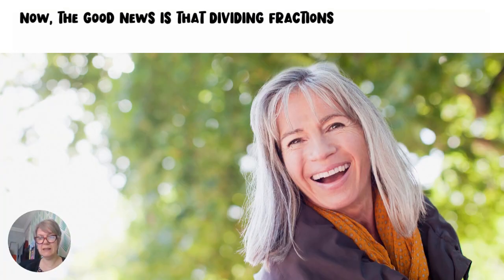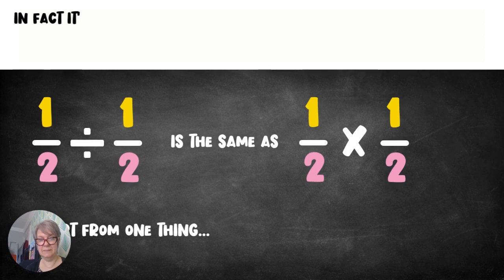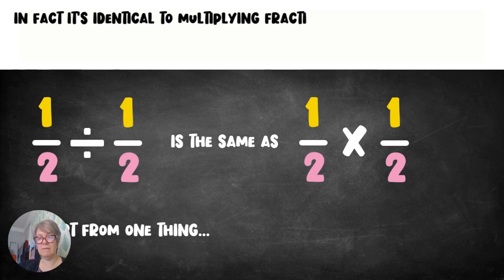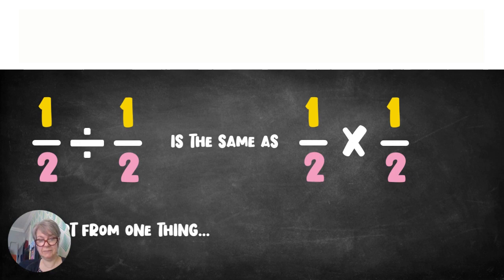Now, the good news is that dividing fractions is as easy as multiplying fractions. In fact, it's identical to multiplying fractions apart from the very first step. So a half divided by a half is the same as a half multiplied by a half, apart from one thing.